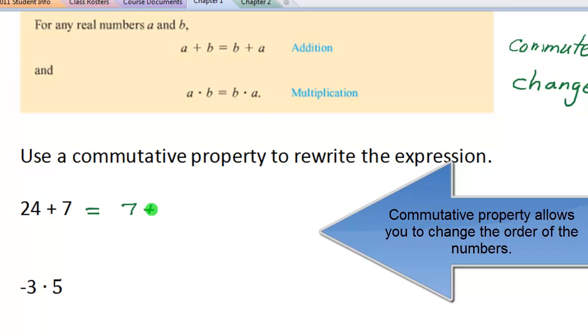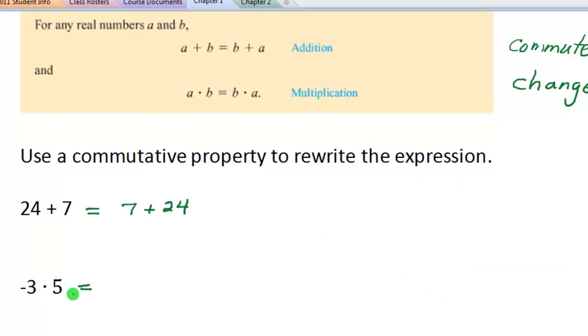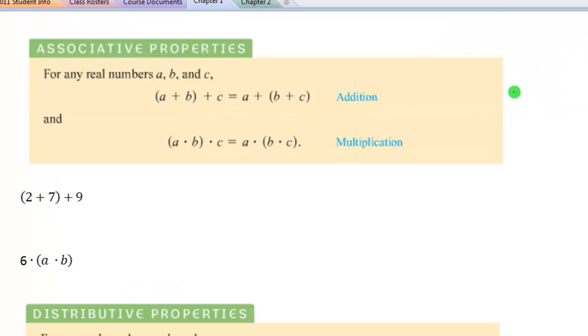So to rewrite this expression using commutative property, we just switch the order of the 7 and the 24 and write 7 plus 24. In this next problem, we're going to switch the order of the 5 and the negative 3. So we write 5 times negative 3. And those are the examples of the commutative property.